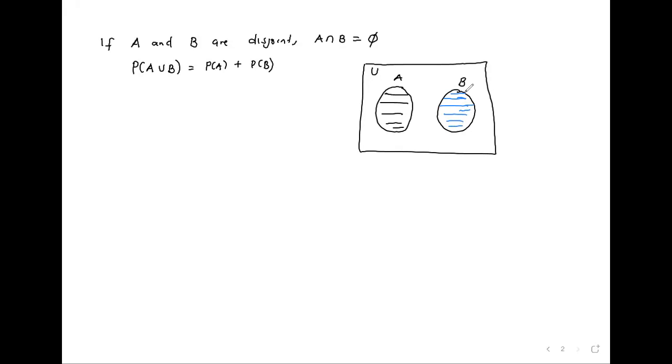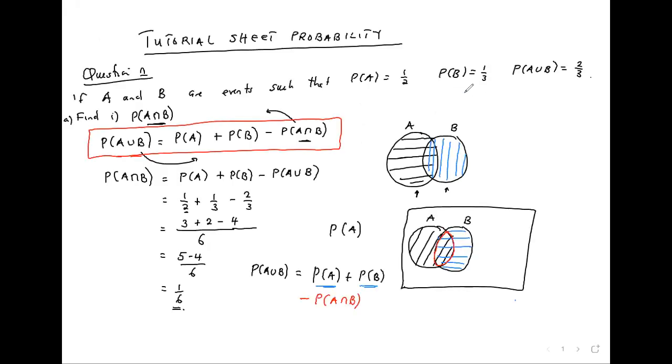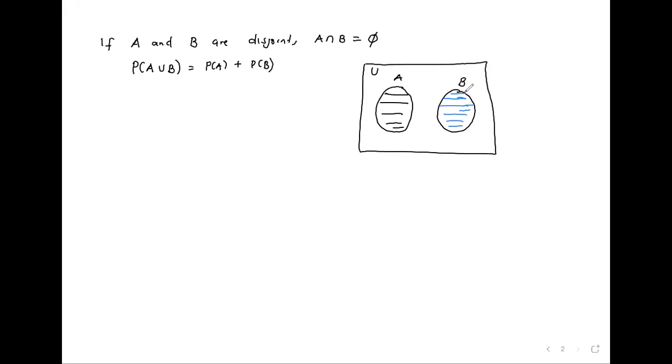Okay, then we now look at part B. What about when it's a subset? Say A is a subset of B, and you want to get the probability of A union B. You get the probability of B, because A is in B. If A is in B, then you have this structure. This is B, and this is A.